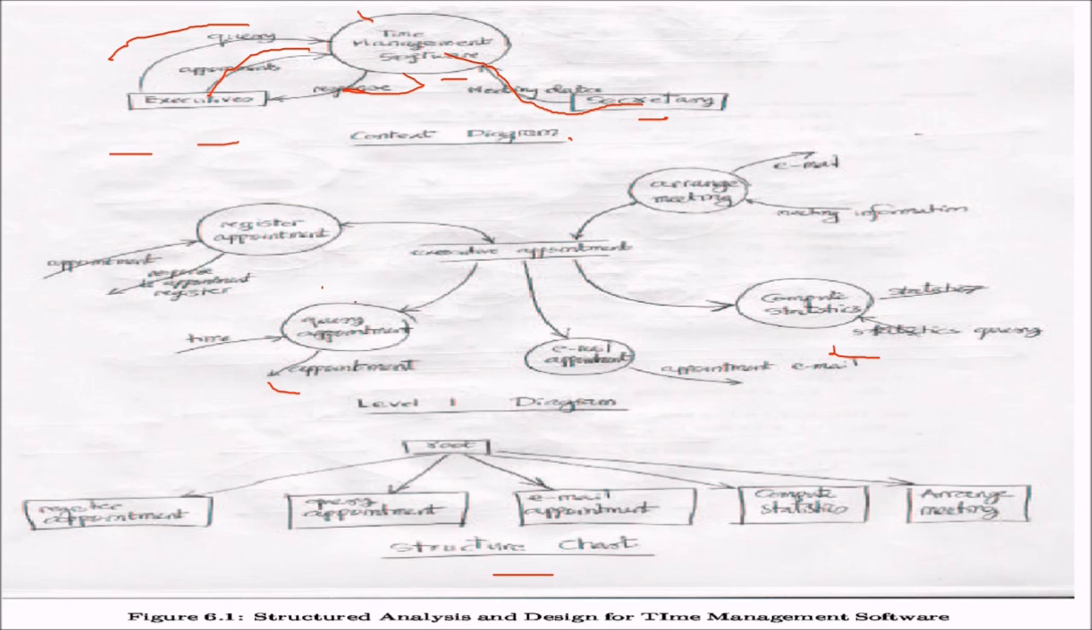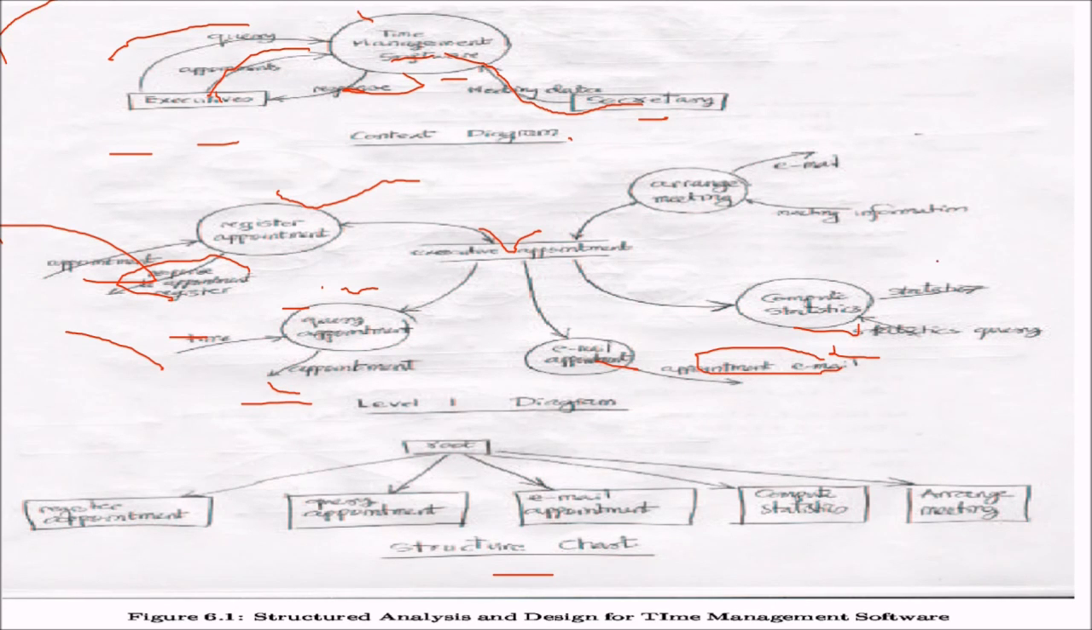Let us go to the level 1 diagram. In this, we have executive appointments, we have register appointment, then query appointment, email appointment, compute statistics, and arrange meeting. For registering an appointment, we have the appointment here, and the appointment register is there. For query appointment, we can have the time in which this appointment is scheduled, the appointment also. For emailing, it is able to email the appointment. Computing statistics means statistics and various other querying. Arranging meeting means you can get the email and the meeting information.